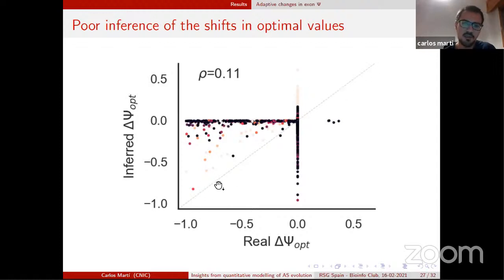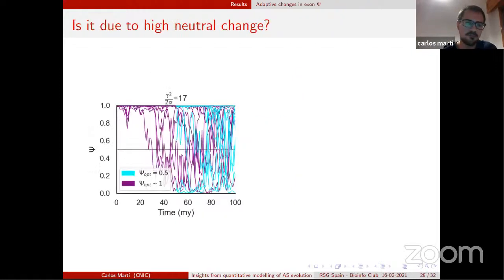To try to investigate why this may be happening, again, I made some simulations in which I took an exon evolving with an optimal inclusion rate of about 1, and suddenly evolving a new optima of about 0.5. These exons that are represented now in a lighter color are virtually indistinguishable from the others, suggesting that there is a lot of variation and that these exons are not distinguishable by eye or even by the computer.